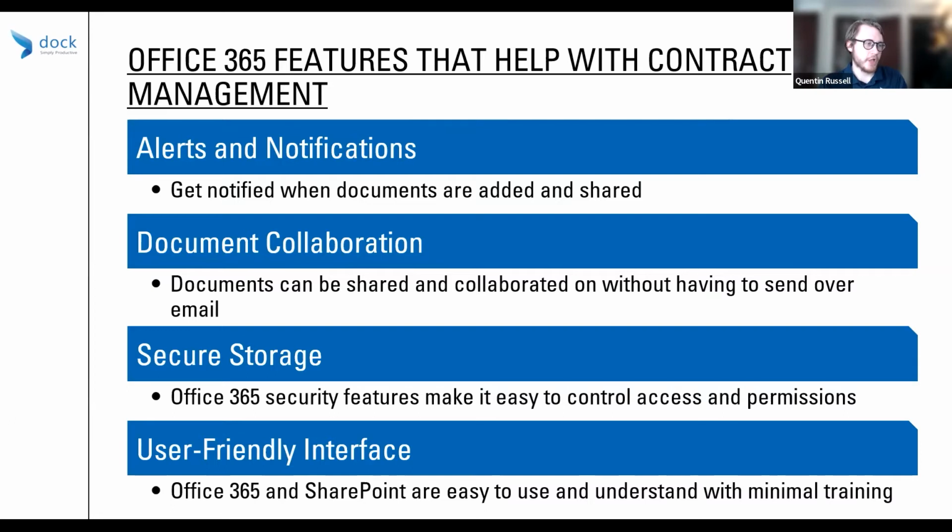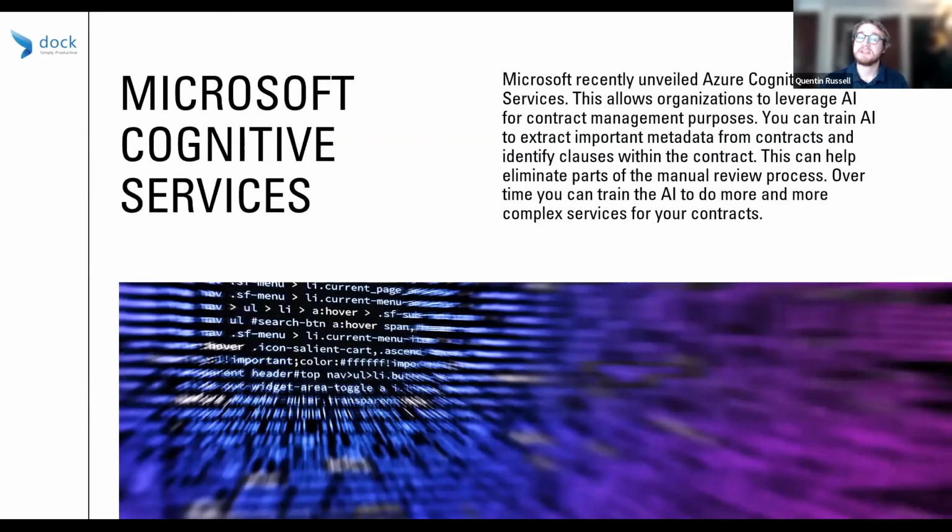Now, one thing that is a lot more advanced than anything we've talked about, but is something to keep your eye on for the future, is that Microsoft has recently unveiled their Azure Cognitive Services. This allows organizations to leverage artificial intelligence for contract management. Basically, this AI can be trained to extract important metadata from contracts and identify clauses within the contract, all of which help eliminate some of the more manual parts of the review process. And over time, as you get more experienced with training cognitive services, you can have it do more and more for your organization without having to spend exorbitant amounts of money.